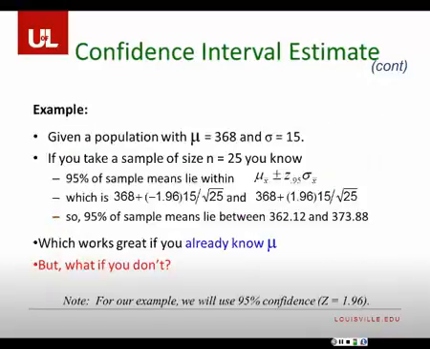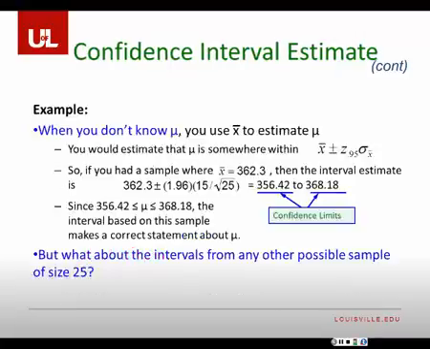Given a population with a mu of 368 and a standard deviation of 15, if you take the sample size to be 25, we were able to calculate the interval before. Now, all this works great when you know mu, which we never do. So what we're going to do instead is plug in x bar for mu. Everywhere we see mu, we're going to put in x bar. Everything else is going to work the same. It's the same exact setup as before, but instead of mu, we're putting in our sample mean.